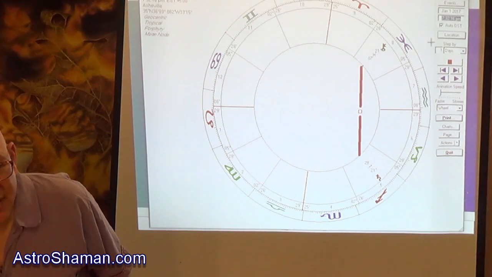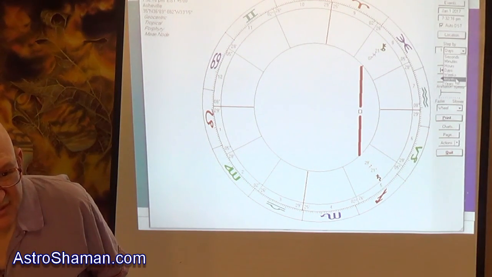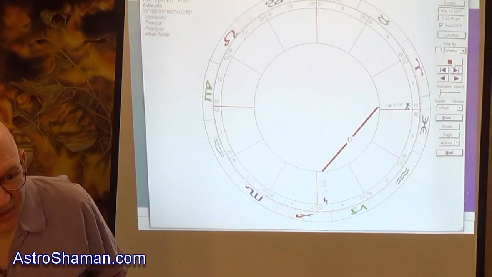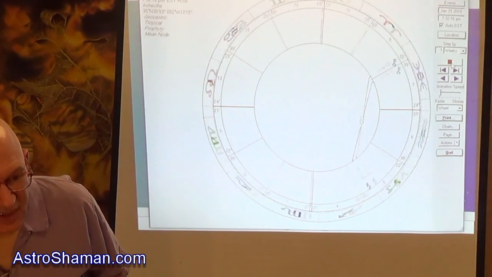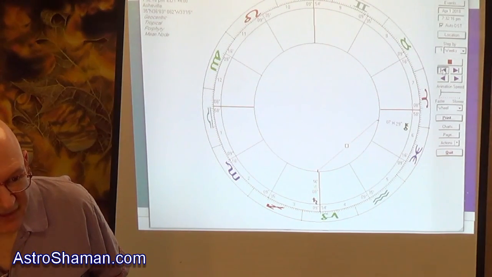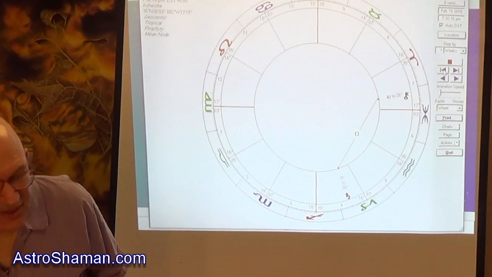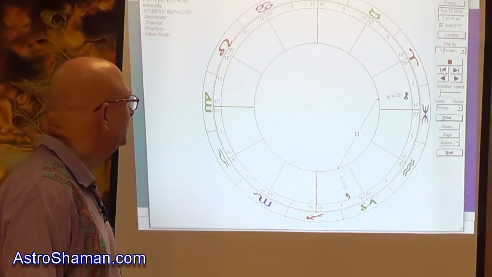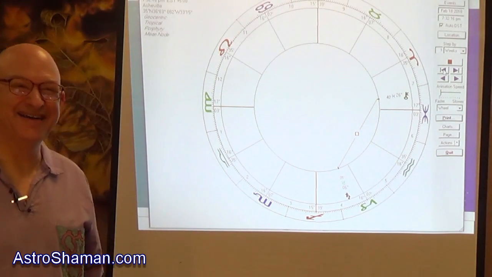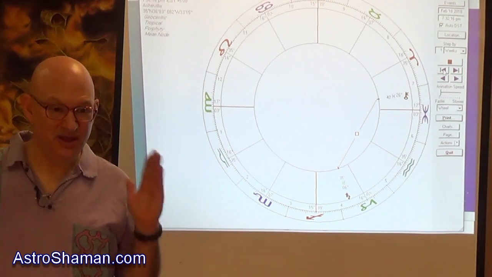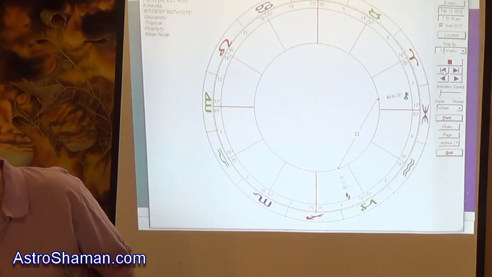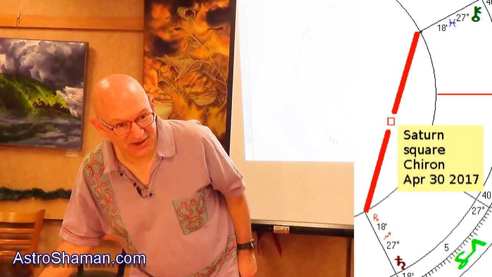So let's go to weeks, shall we? Let's speed up our pace a little bit. Let's see what happens to that square as we go through time. Oh, there it went. It finally faded. And when was that? That was February 2018. Okay. So if, again, using a 10-degree orb, Saturn and Chiron are square all year long. They are not going anywhere. Okay. So that's a big one.